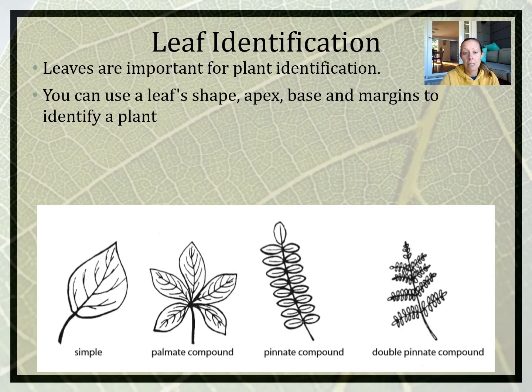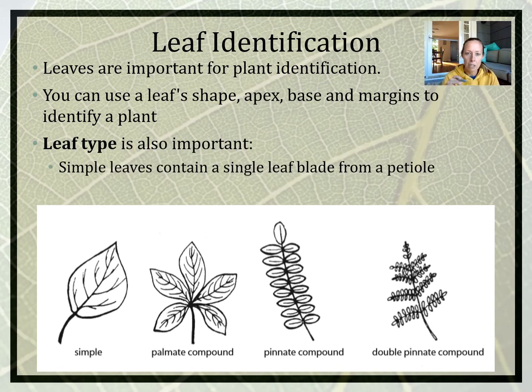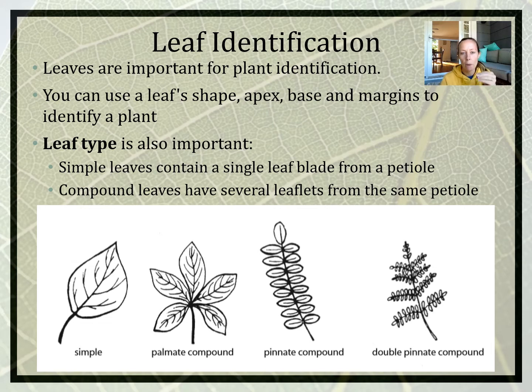Next is going to be the leaf shape, okay? So there's a bunch of different parts of the leaf that you can use, but we're going to talk about leaf shape right here. So this is going to be like your leaf type or your leaf shape. You have simple, which is going to be a single leaf blade from the petiole, all right? You have compound, which means it's going to be multiple leaves from one stem, okay?